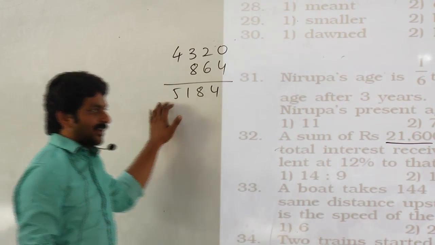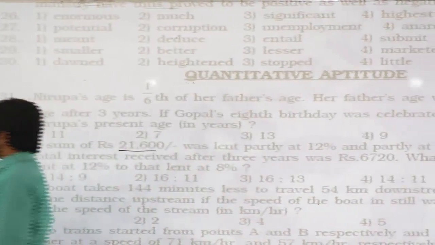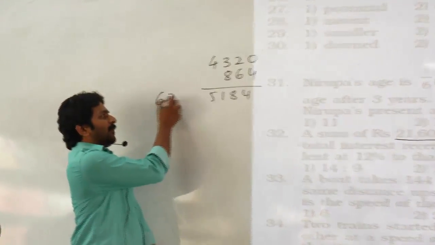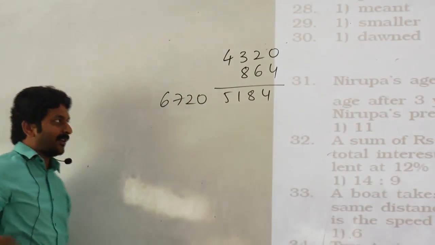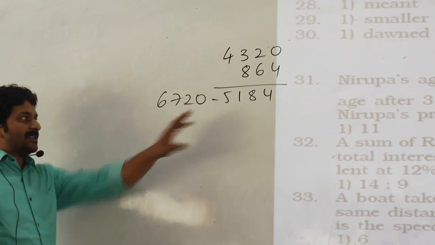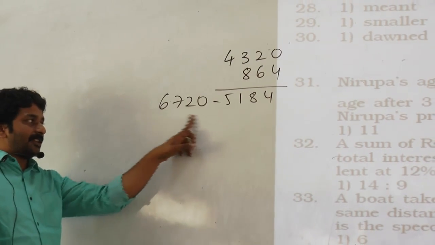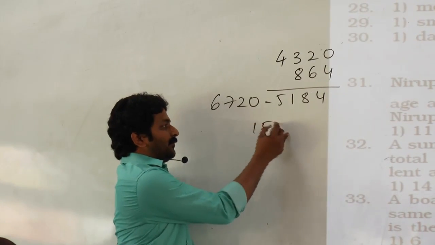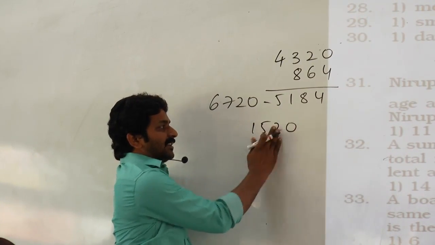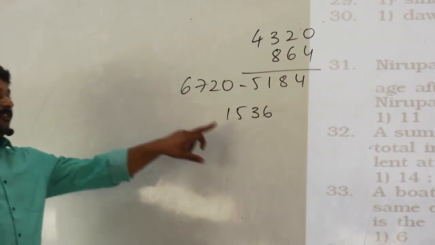But how much is the interest obtained for 3 years? 6,720. But now we got 5,184 and the number given in the question is 6,720. What is the difference between these two numbers? Subtract 5,200 and add 16. Subtract 5,200, 1520. Add 16, that becomes 1536. So we got 1536 less.